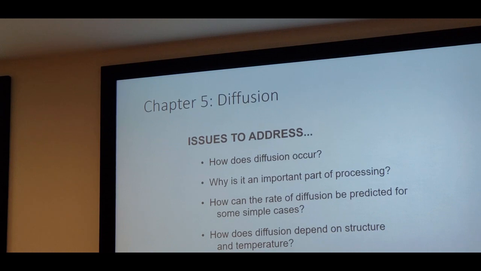So the next chapter is diffusion, and this is a very important chapter. Diffusion takes place in materials, and what we are going to see is what diffusion is and why it is important for materials processing. How can the diffusion rate be predicted from some simple cases, and how does temperature affect diffusion?